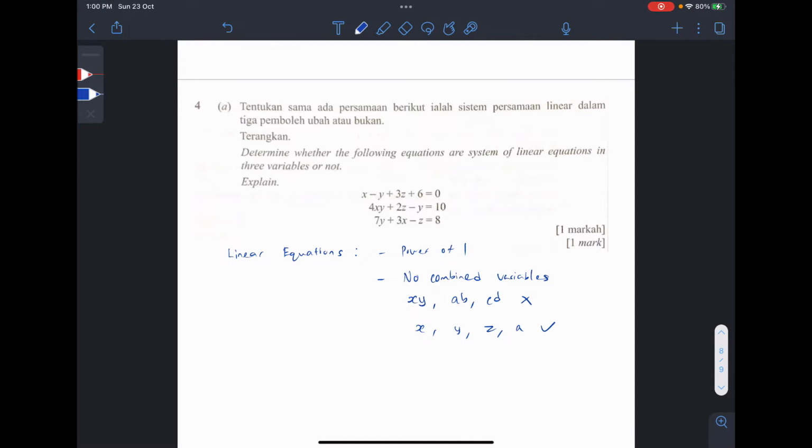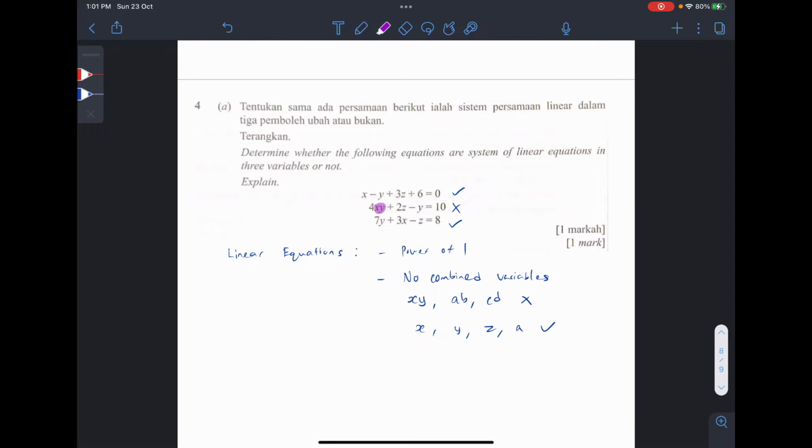Now if we go back to our questions, first equation, is that a linear equation? x minus y plus 3z plus 6, definitely. This is a linear equation. How about the third one? Is that a linear equation? Yes, 7y plus 3x minus z. All of the variables are alone, so this is a linear equation also. How about the second one, guys? What do you think? It's not. The reason why is you can see that there is a 4xy over there. The xy is combined.